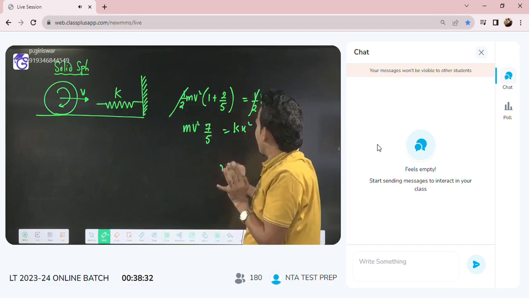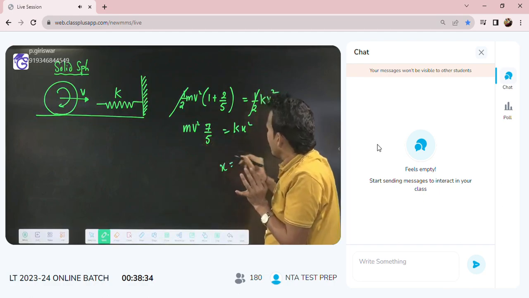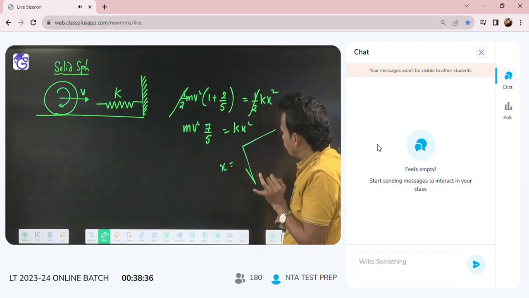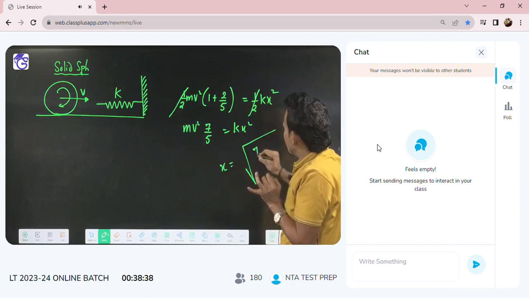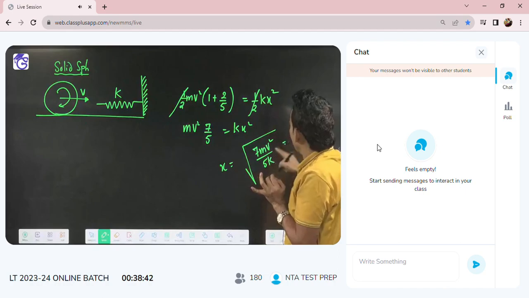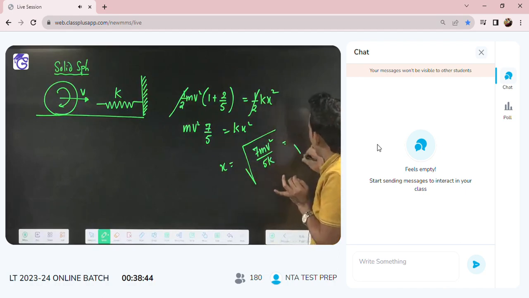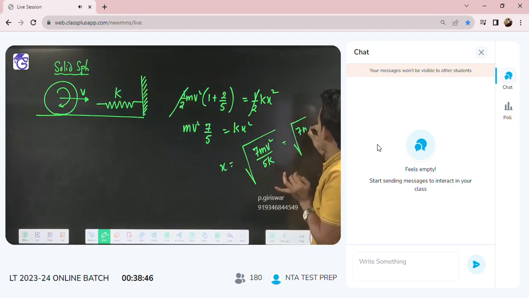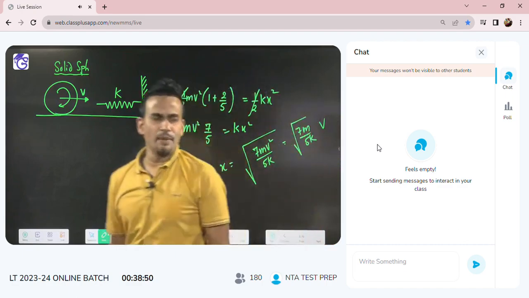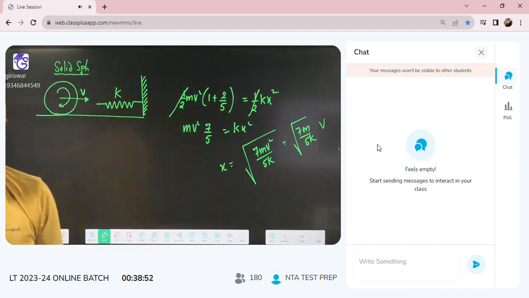So from here, x you can find. This will come here. That will become under root of 7 mv square by 5k. That means it will become v, you can take out, no problem, under root of 7 m by 5k into v. This is the maximum compression in the spring.